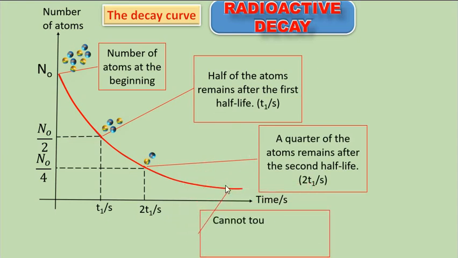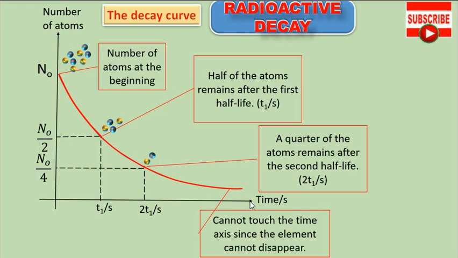And remember, this curve will never intersect, will never cross the time axis, or else the atom or the element will disappear. And that is not possible. So that will not happen. Whenever you are drawing the decay curve, it must not touch the time axis, but it must touch the vertical axis, representing the number of atoms at the beginning.